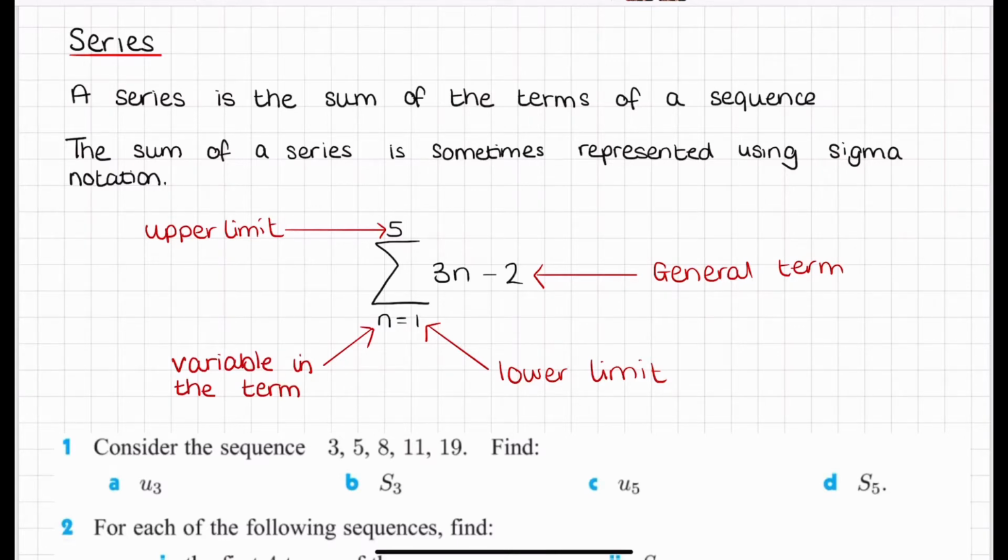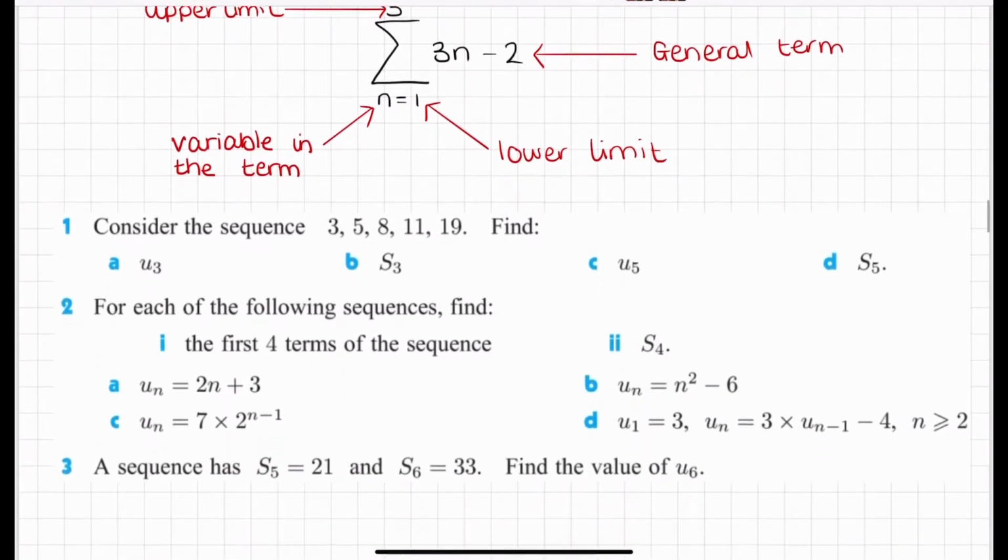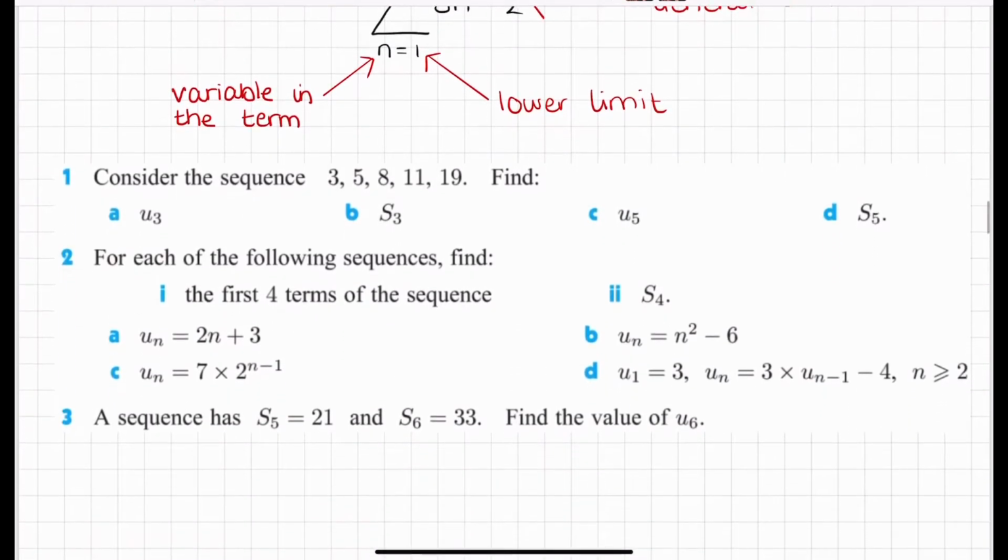And then you've got the general term. Here I've got written 3n minus 2, but that can be any equation. So it just means that when we are doing the sum, in this example, we will be starting at term 1 and we will be adding all the values all the way up to term 5. Now these questions here are straight from your booklet. I will go through a couple of them and then you can carry on with the rest.